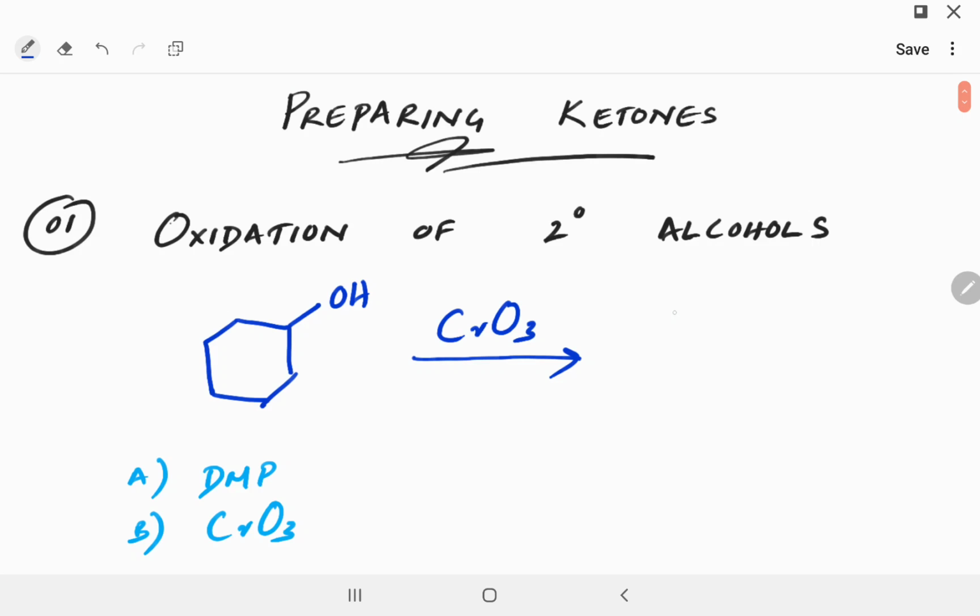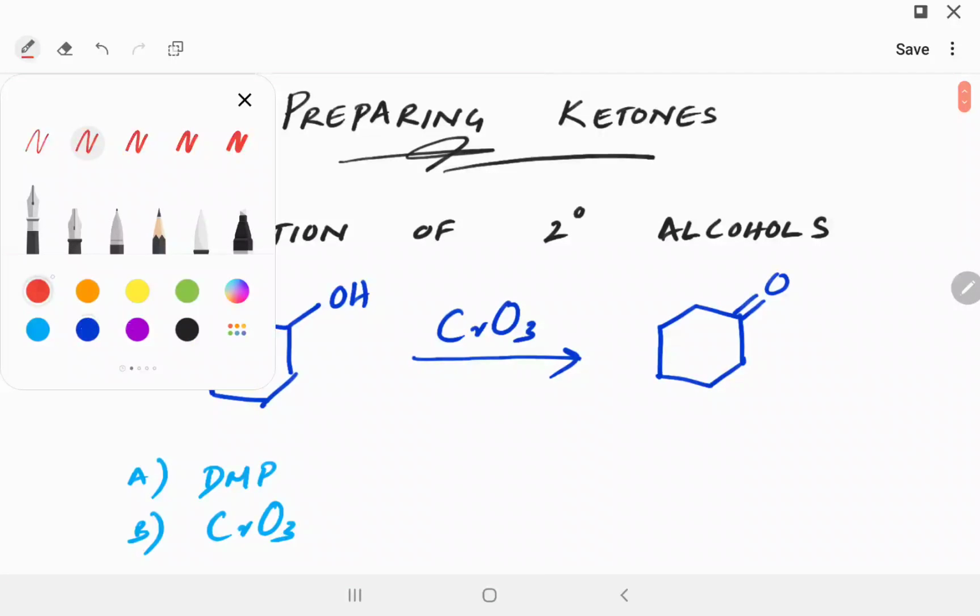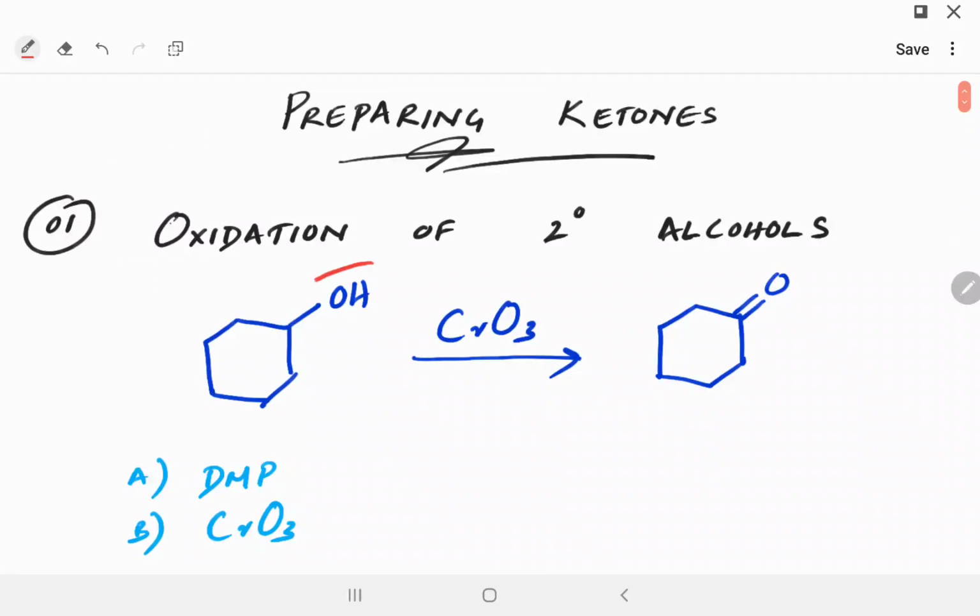The secondary alcohol group will be converted to a ketone. Okay, that is how it happens. So you will take your secondary alcohol, always remember to use a secondary one, and then you will get your ketone. We have learned this reaction before, so this should be just a reminder for you.